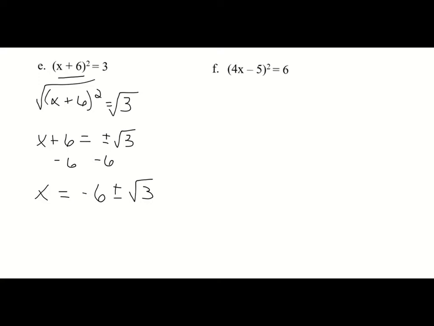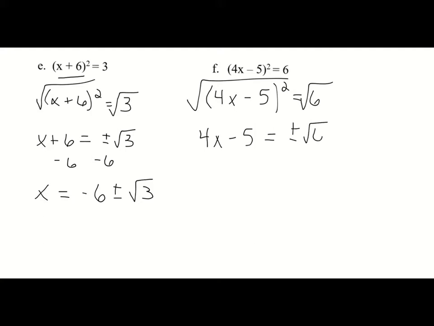Let's see here. For f, it's the same type of problem. We already have the squared term isolated. So we're going to take the square root of both sides. And that will leave me with 4x minus 5 is equal to the positive or negative square root of 6. I'm going to add 5 to both sides to isolate the x, sorry. So we end up with 4x is equal to 5 plus or minus the square root of 6.